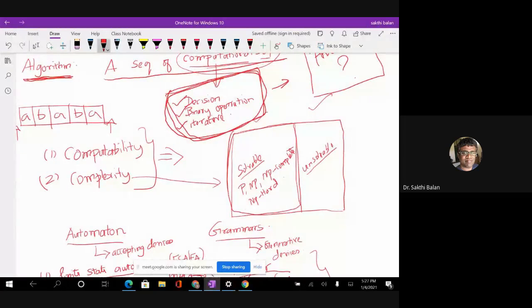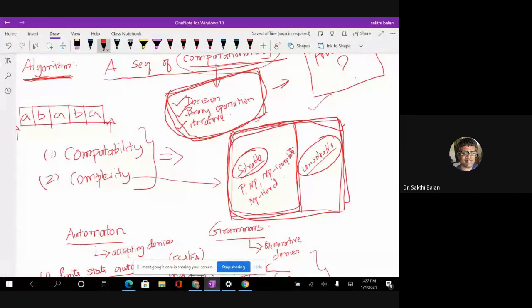Suppose I denote the set of all problems by this square. Then I want to find the set of problems which is solvable in nature and the set of problems which are unsolvable in nature. That is called computability. Computability means what are the problems that are solvable and what are the problems that are unsolvable. That is the core part of the theory of computation.